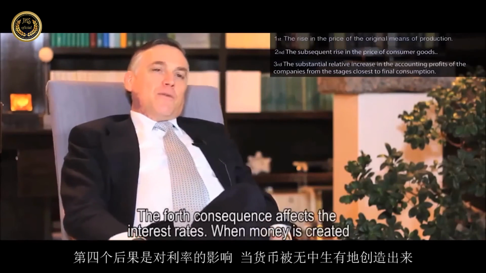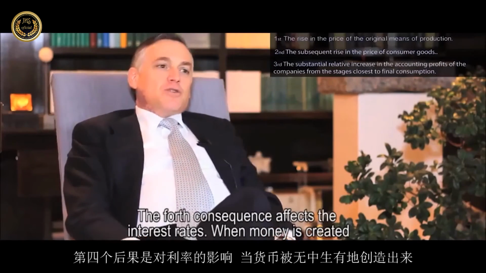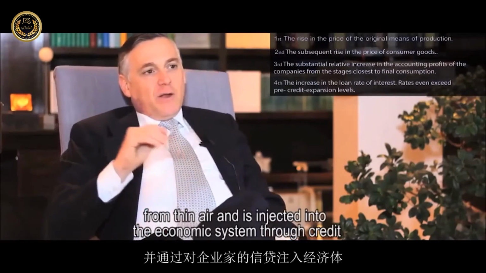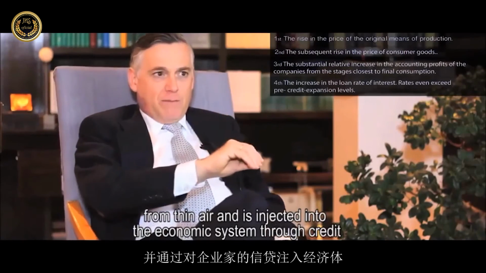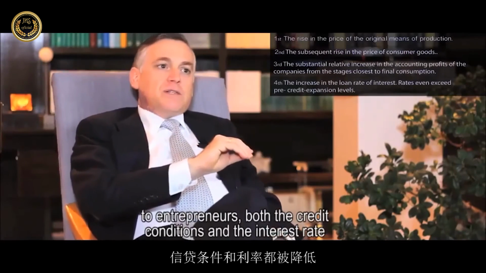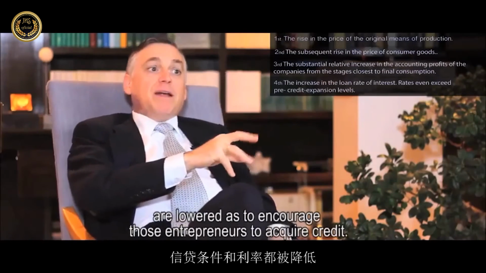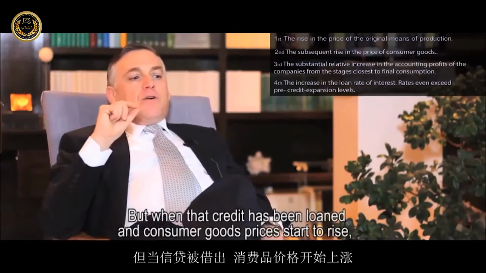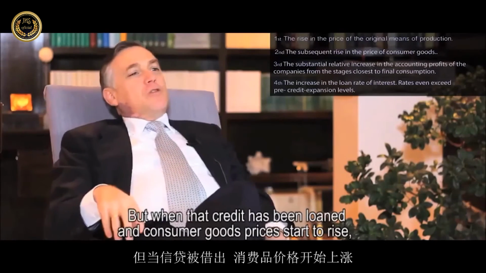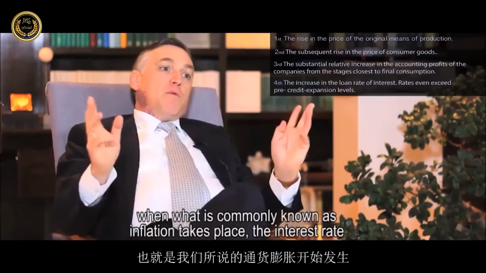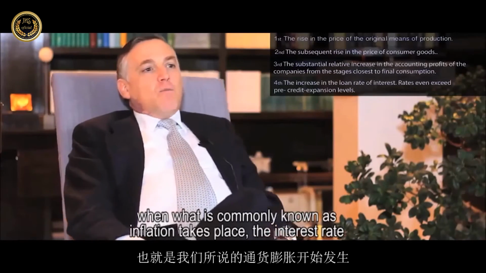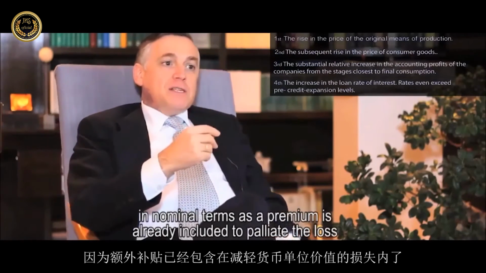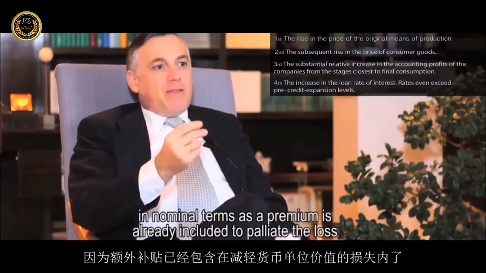Luego hay un cuarto efecto, que es el efecto sobre los tipos de interés. Y es que cuando se crea el dinero de la nada y se inyecta en el sistema económico prestándolo a los empresarios, se reducen las condiciones que se piden a cambio de los préstamos y el tipo de interés, precisamente para que los empresarios se animen a pedir préstamos, ¿no? Pero cuando ese dinero ya se ha prestado y los precios de los bienes de consumo empiezan a crecer y empieza a haber lo que se dice a nivel popular inflación, etcétera, los tipos de interés vuelven a su nivel anterior e incluso, en términos nominales, a un nivel más alto, porque incorporan ya una prima que prevé la pérdida de poder adquisitivo de la unidad monetaria.